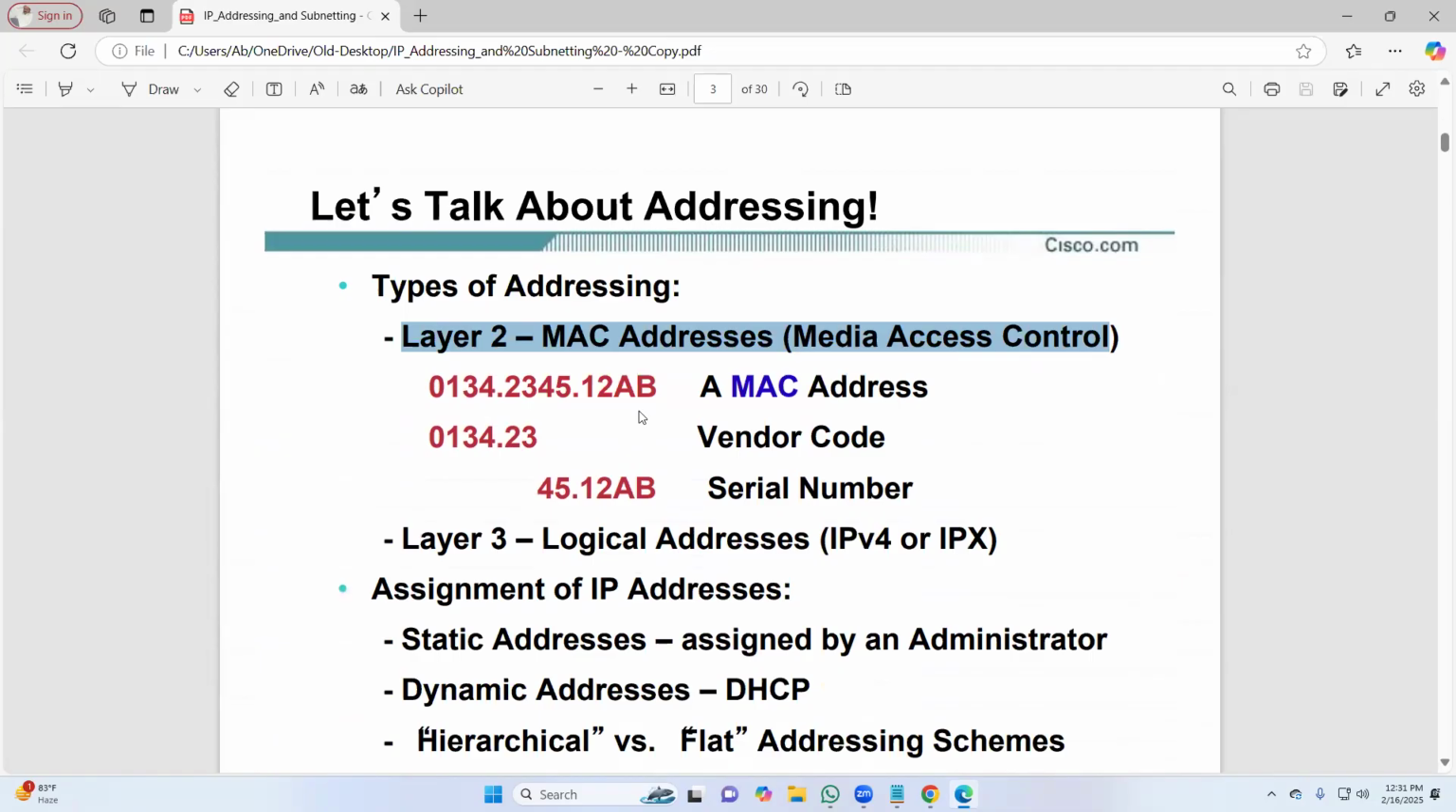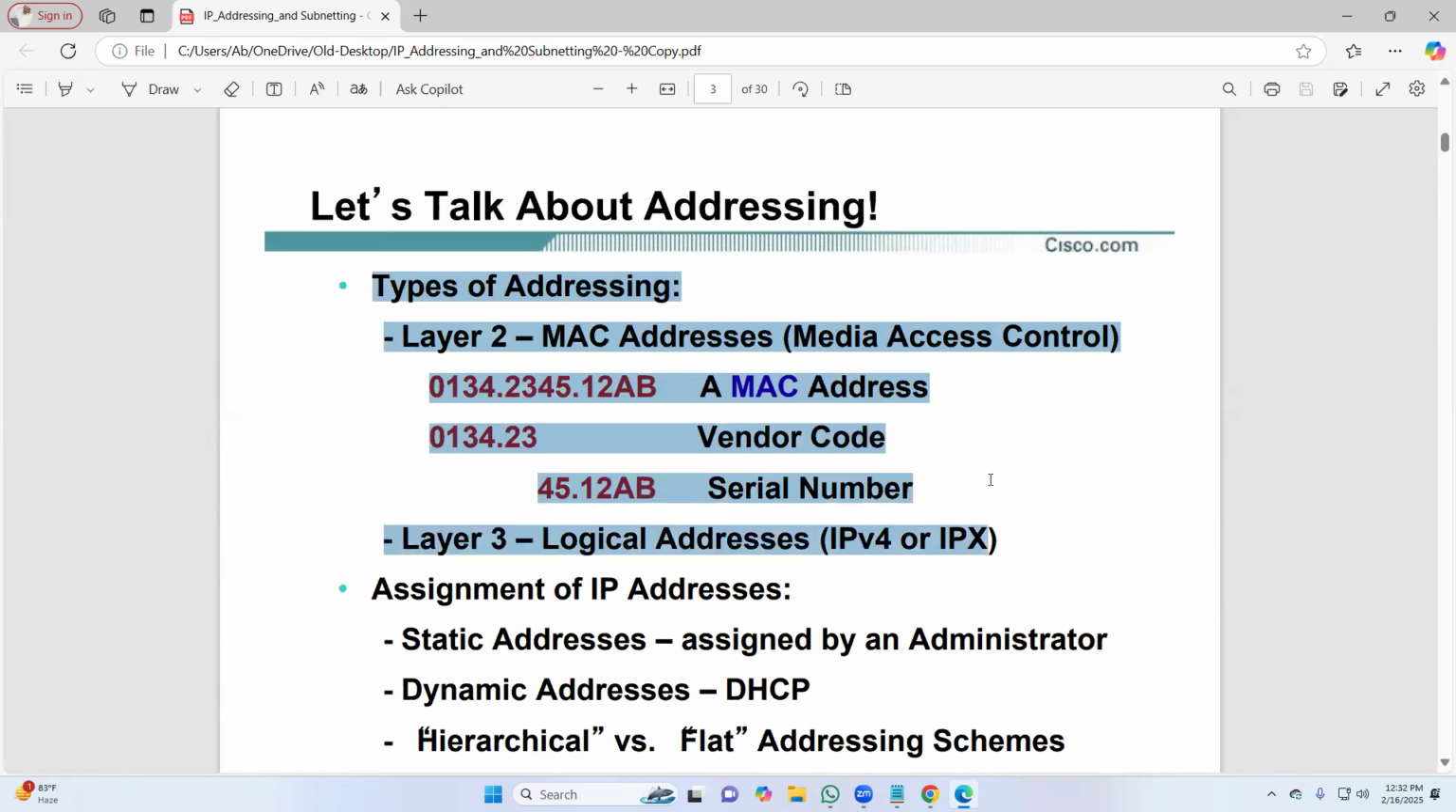But in layer 2 there are MAC addresses, and a MAC address is always defined by vendor code and serial number. You add the vendor code and serial number, then you can find the MAC address. This is layer 2, and that's it. Layer 2 is a simple thing, but this is the 48-bit MAC address. If anybody asks you how many bits in a MAC address, media access control, it is a 48-bit address.